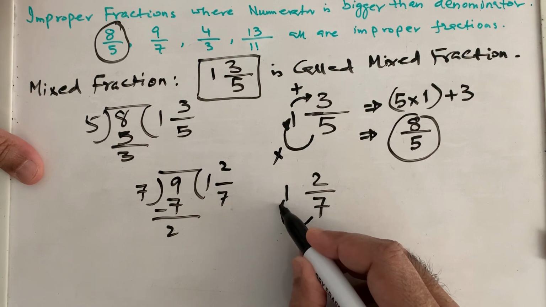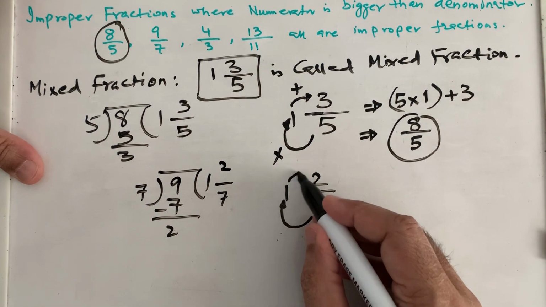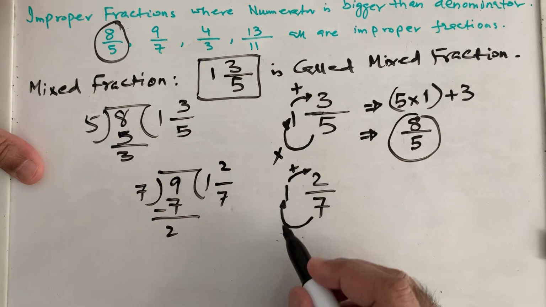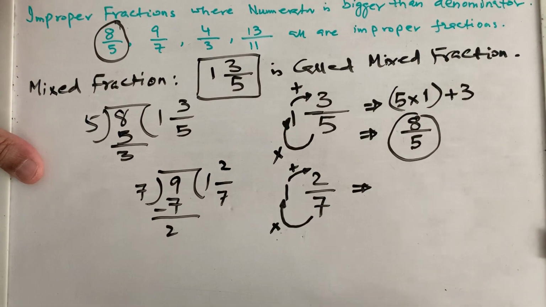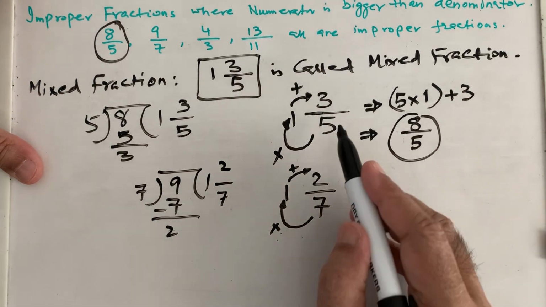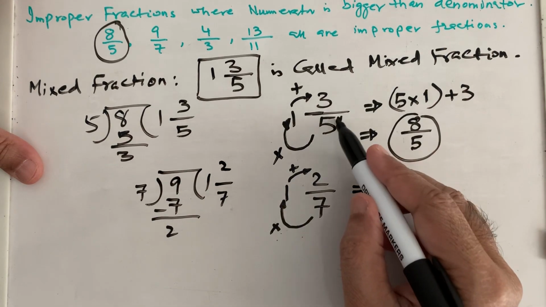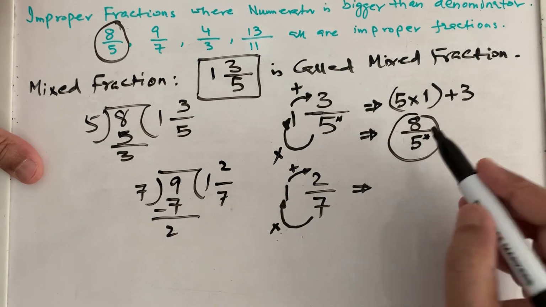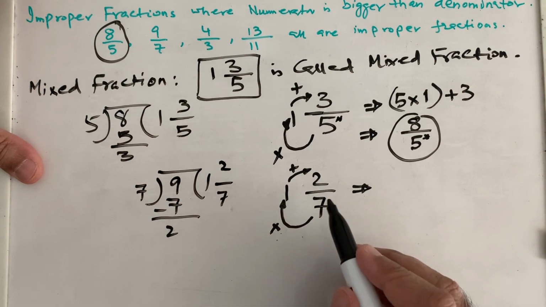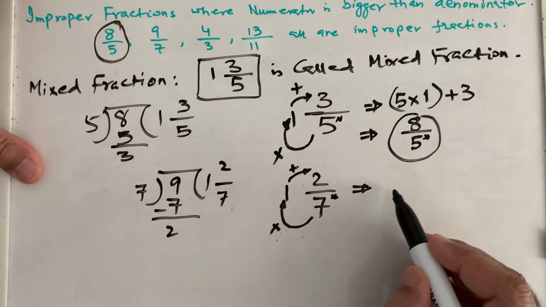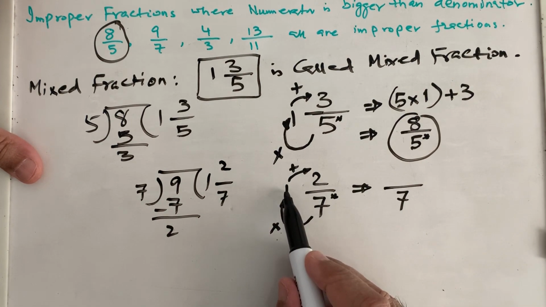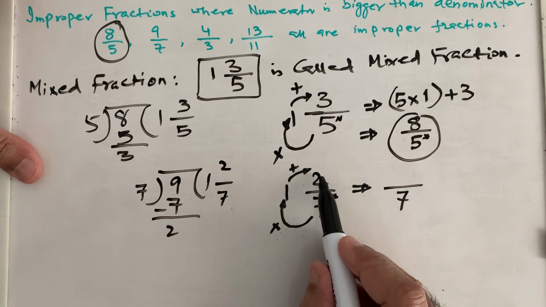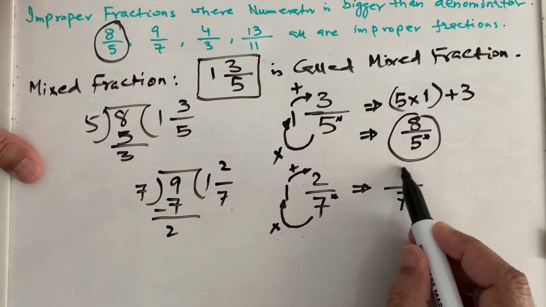Multiply the denominator with the whole number and add the numerator. So first step is to multiply, and then second step is to add to get the numerator of the fraction. It's just the numerator. Denominator stays the same. Here you can see that denominator stays the same, right? So this is your denominator, and it will remain the same. And what you get is 7 times 1 is 7 plus 2, 9. So you get 9 over 7.